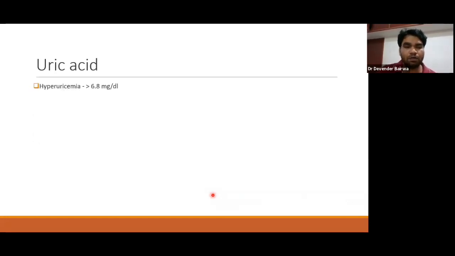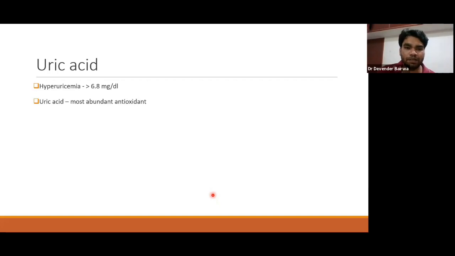Okay. So hyperuricemia: when your blood level of uric acid goes more than 6.8 milligram per deciliter, it is taken as hyperuricemia. The idea is that beyond this level of 6.8, uric acid tends to saturate in the blood and tends to crystallize. So this is how this value has been taken. When somebody's serum level is more than 6.8, it can be taken as hyperuricemia.